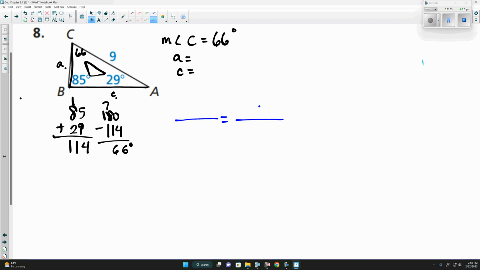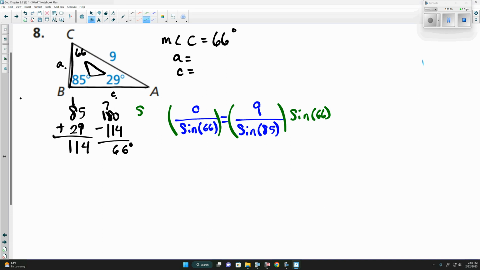Now we will use it to solve for one of them, because we'll need a side length over sine of the angle opposite. I'll have to solve for A and C. Which one do we want to use first? C. Side length C over sine of the angle opposite. So we'll start off with C over sine of 66 is equal to 9 over sine of 85. What do we do first? Multiply both sides by sine of 66, because these will cancel.